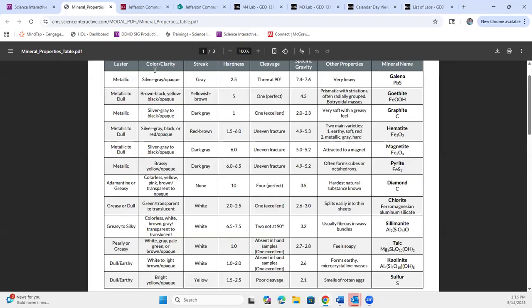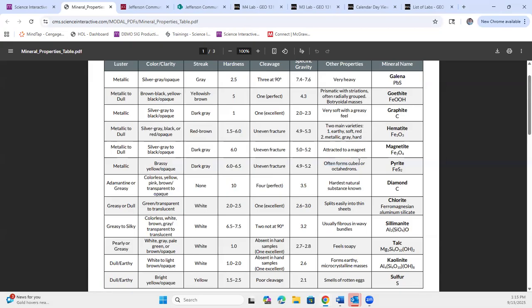So we're in this section up here, metallic. We're going to find our hardness. Our streak is gray to dark gray, so that narrows it down. Our hardness is about a 6, so that narrows it down. Dark gray, hardness of a 6, okay? But down to magnetite or pyrite. Now we can see that magnetite is silver gray and attracts a magnet, but pyrite is brassy and does not attract a magnet and forms little cubes.